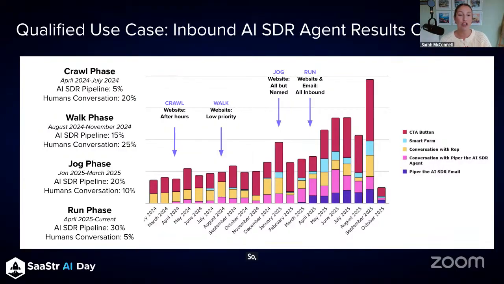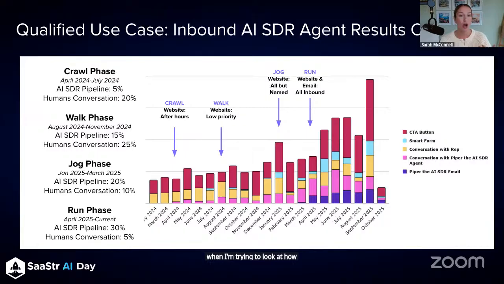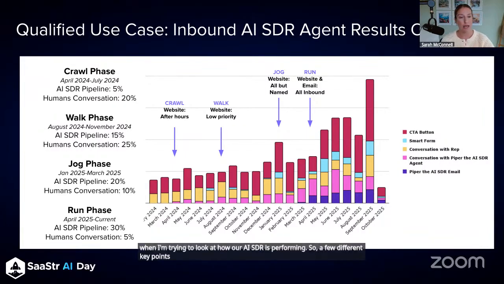So one of the things here, just generally speaking from an AI SDR standpoint, this is straight out of Salesforce. This is a dashboard that I look at every single day when I'm trying to see how our AI SDR is performing. So a few different key points over the timeline here that I want to point out.